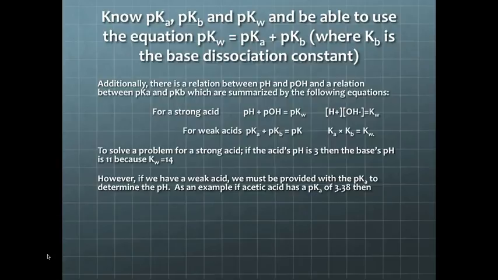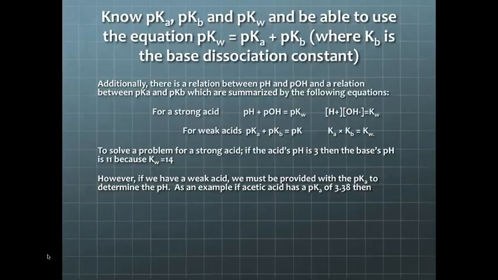Know pKa, pKb, and pKw, and be able to use the equation pKw equals pKa plus pKb. Well, for a strong acid, the pH plus the pOH equals pKw, or the hydrogen ion concentration times the hydroxide concentration is equal to Kw. For weak acids, pKa plus pKb equals pKw, and Ka times Kb equals Kw.